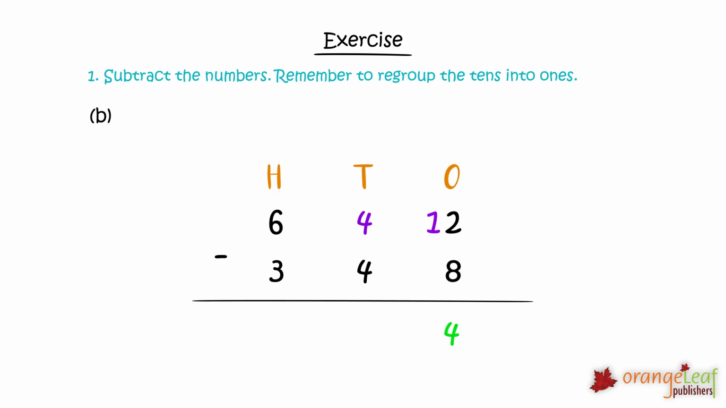Step 2. Subtract the tens place. 4 minus 4 is equal to 0. Step 3. Subtract the hundreds place. 6 minus 3 is equal to 3. Write 3 in the hundreds place, 0 in the tens place, and 4 in the ones place. The answer is 304.